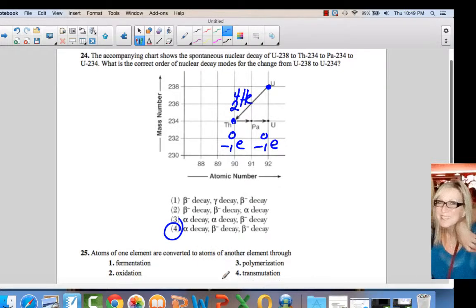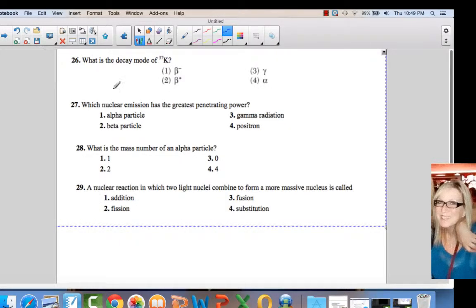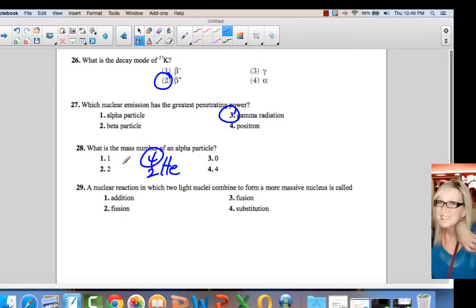Atoms of one element are converted to atoms of another element through transmutation. What is the decay mode of potassium-37? That would be B+, beta positive. Which nuclear emission has the greatest penetrating power? That would be gamma. What is the mass number of an alpha particle? 4,2 He. The mass number is the top number, so it's 4. A nuclear reaction in which 2 light nuclei combine to form a more massive one. Fusion, fuse, unite.